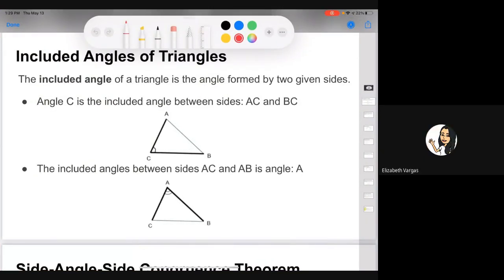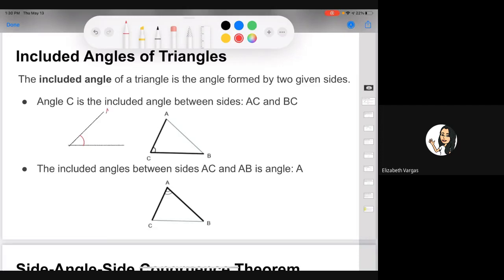Okay, so what we're briefly going to review is included angle and included side. Let us remember that an included angle of a triangle is an angle formed by two given sides. So basically, if I have one side and another side that touch, what they form right here is an included angle. So an included angle is an angle which is created by two sides.